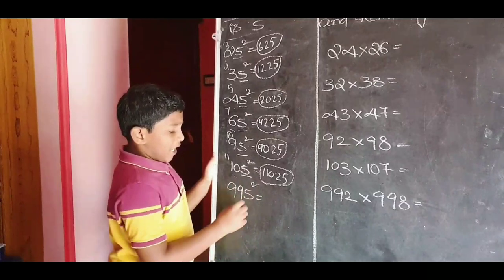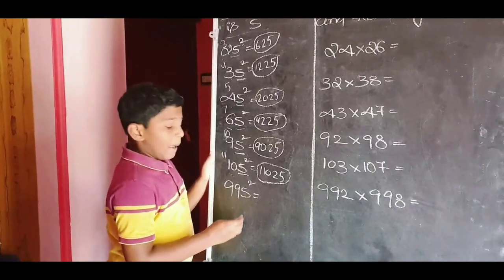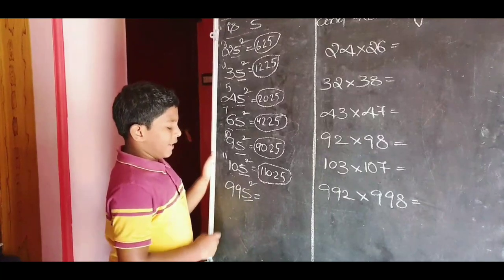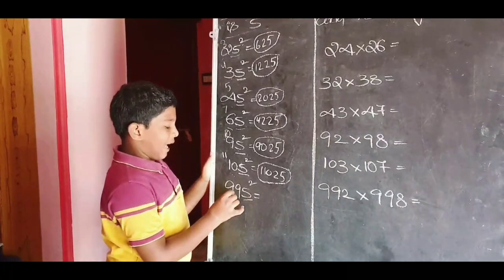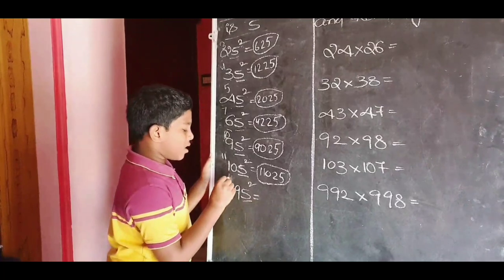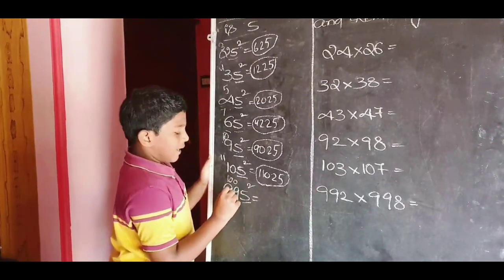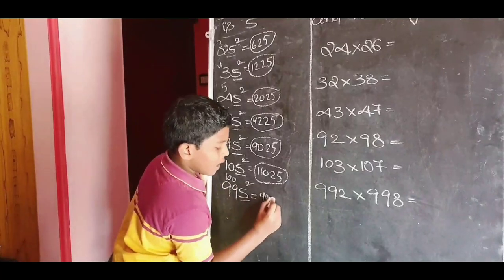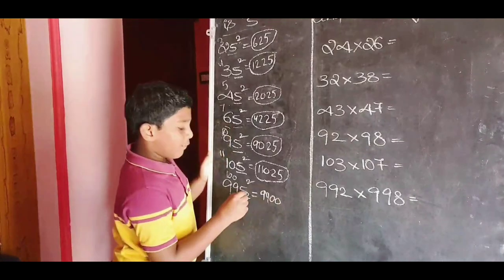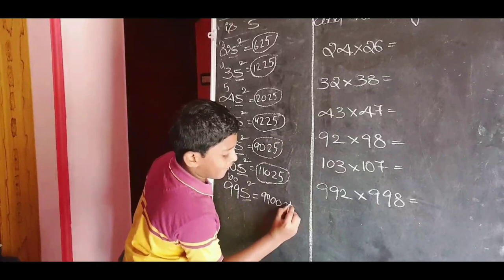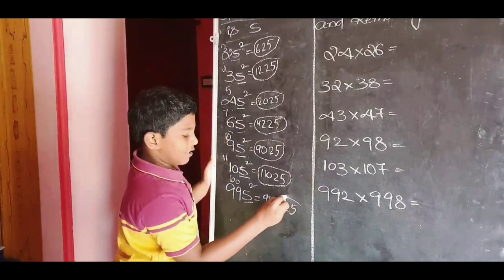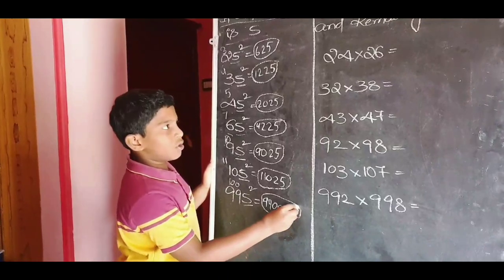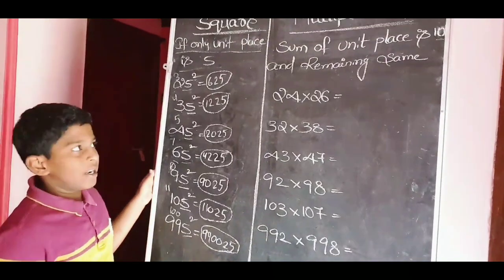995 square. If the unit place is 5 and remaining 99. Next number 100. 99 into 100. 5 square 25. Answer is 990025.